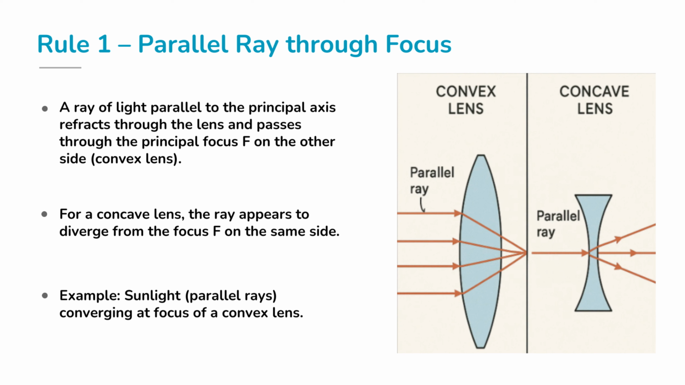So remember, parallel rays always have a focus connection. For convex lenses, they meet at the focus on the other side. For concave lenses, they diverge but seem to come from the focus on the same side. Easy rule, but super powerful for drawing ray diagrams.